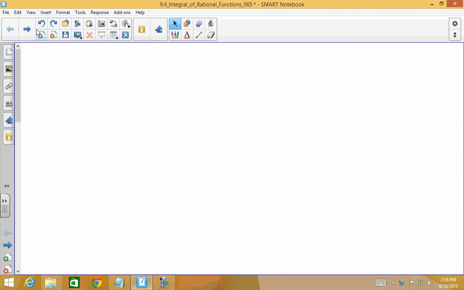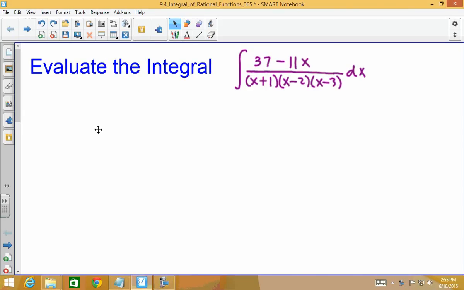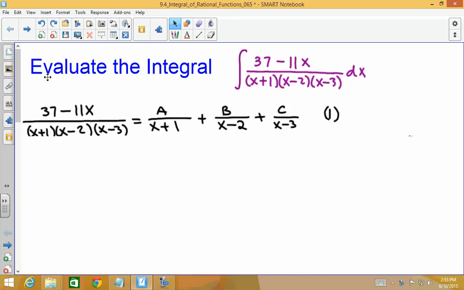In this video, we integrate a rational function. The rational function is the following: (37 minus 11x) divided by (x plus 1)(x minus 2)(x minus 3). The first thing is, because the degree of the numerator is less than the degree of the denominator, we are going to go straight to the partial fraction decomposition.